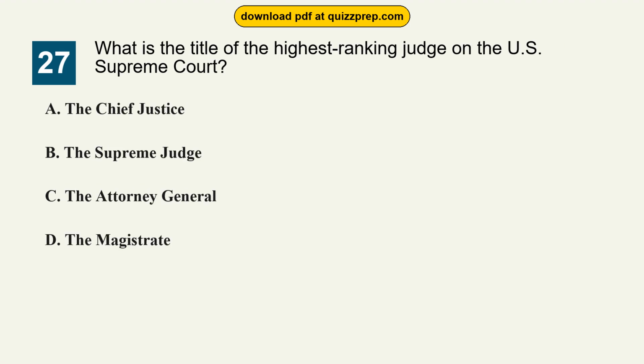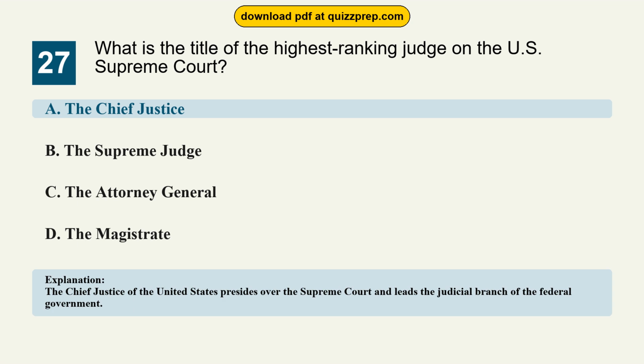Question 27. What is the title of the highest-ranking judge on the U.S. Supreme Court? Option A, the Chief Justice. Option B, the Supreme Judge. Option C, the Attorney General. Option D, the Magistrate. The correct answer is option A, the Chief Justice. The Chief Justice of the United States presides over the Supreme Court and leads the judicial branch of the federal government.